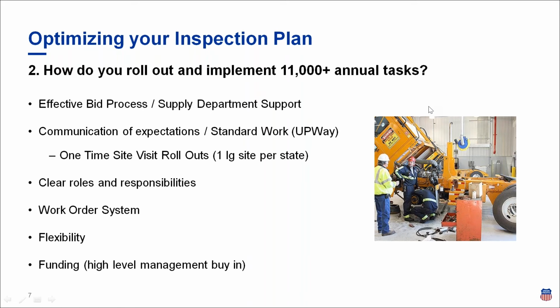So how do you roll out and implement greater than 11,000 annual tasks? It starts with an effective bid process and the support of your supply department. UP has an unbelievable supply department that I'm proud to be a part of today. And that's where it started, and that's how we were able to be so effective right out of the gate. Communication of expectations, standard work, getting back to that, and what helps us be resilient today.